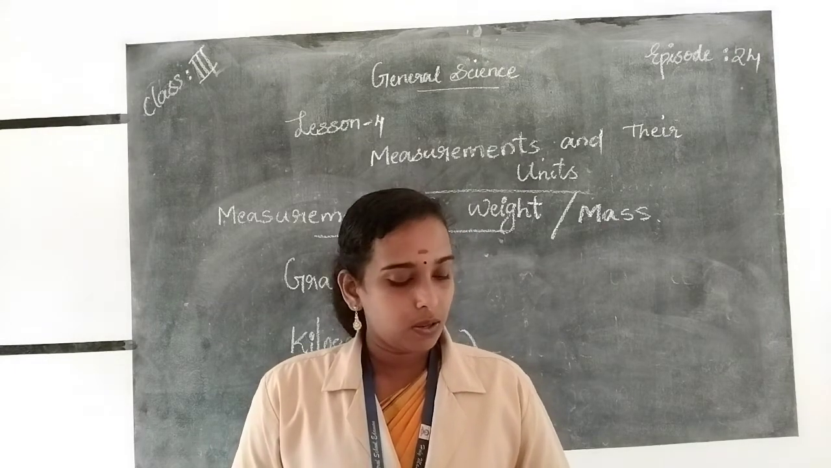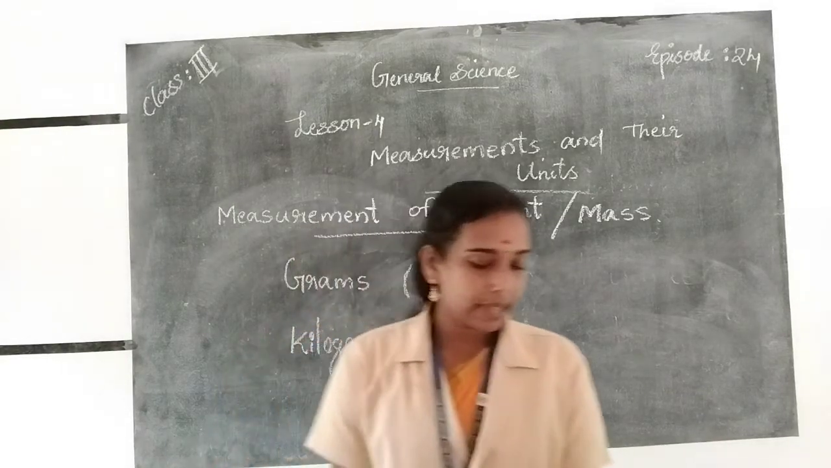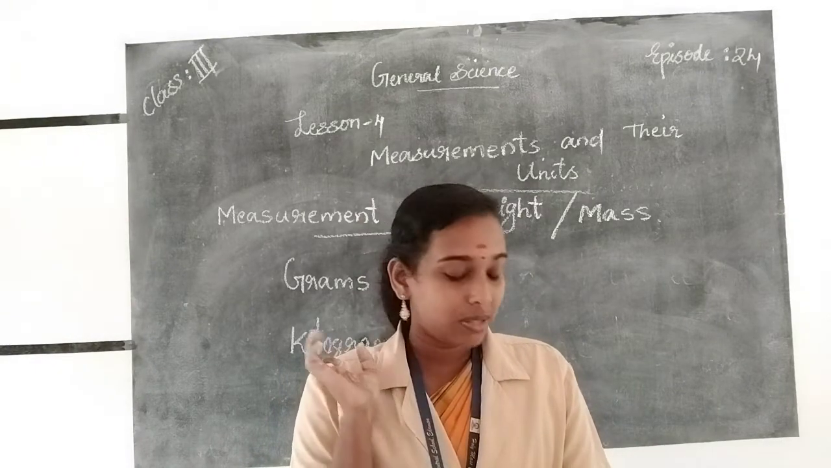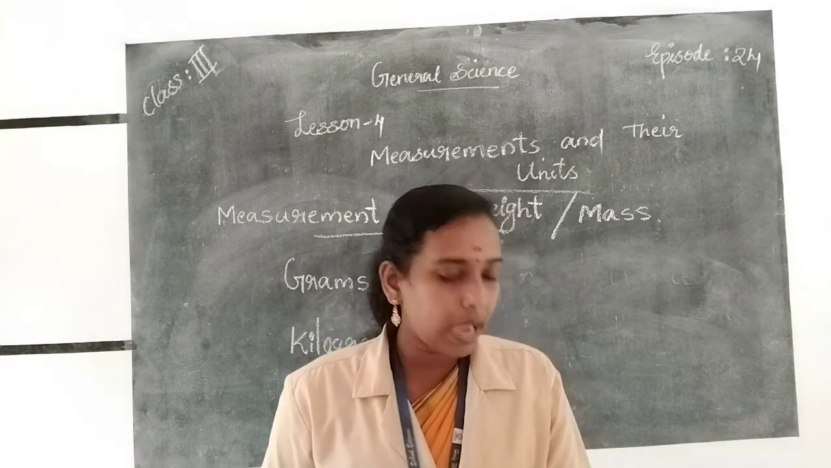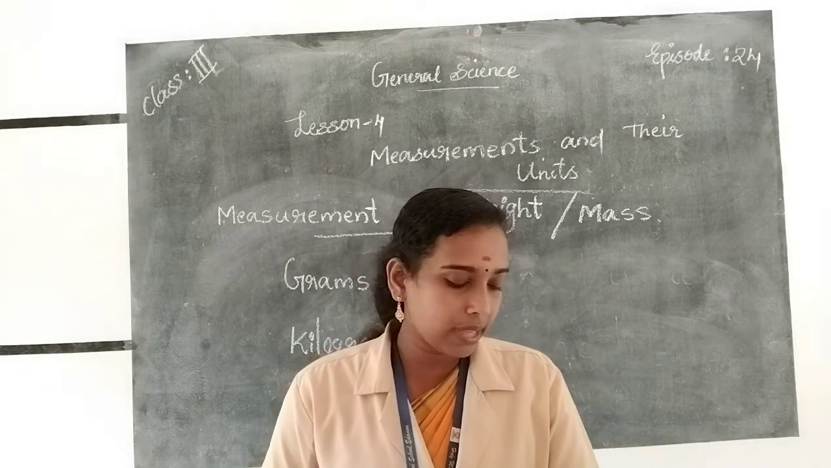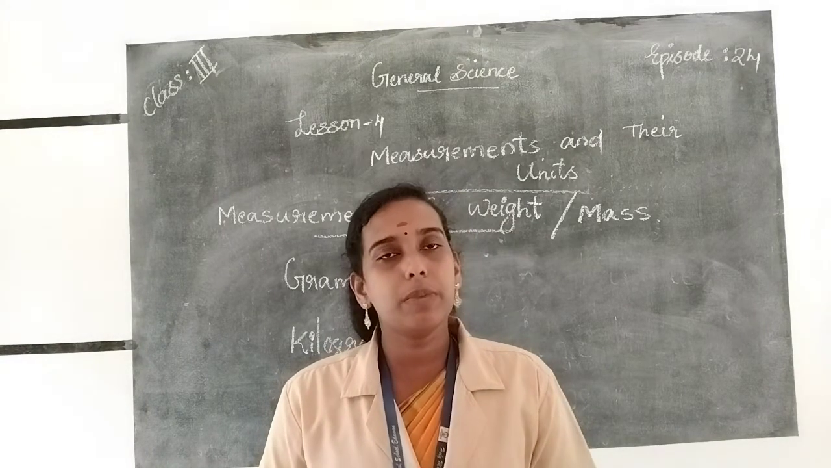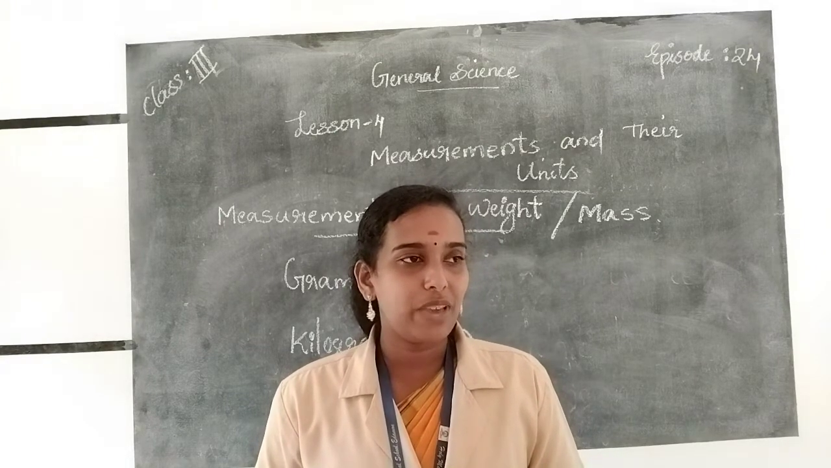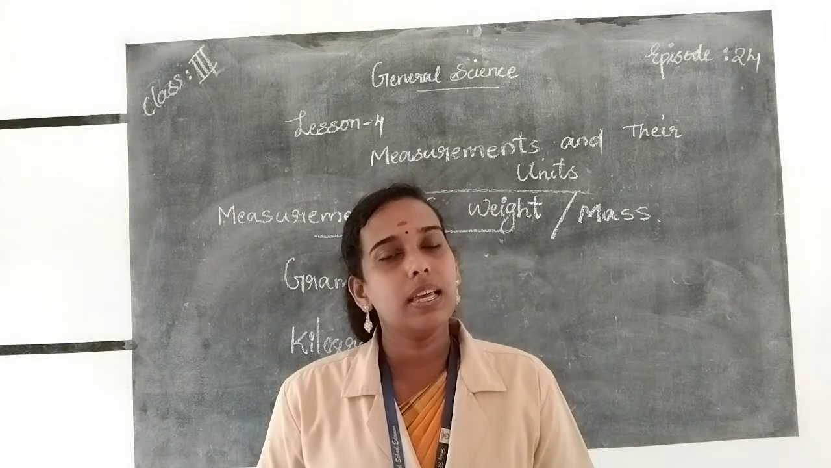So today we learned about measurements, about length and weight or mass. We use three units to represent length: meter, centimeter and kilometer. Meter is the standard unit of length, centimeter is used to measure smaller lengths, and kilometer is used to measure larger distances. Then to represent weight we use gram and kilogram: G for gram and kg for kilogram.